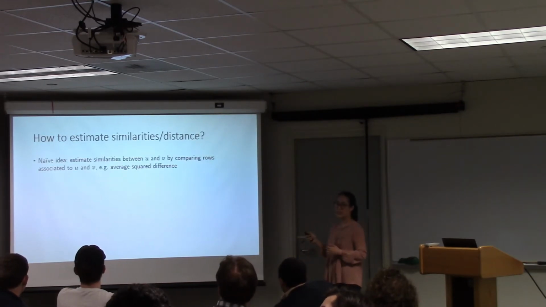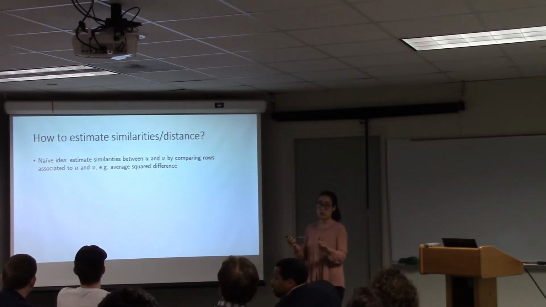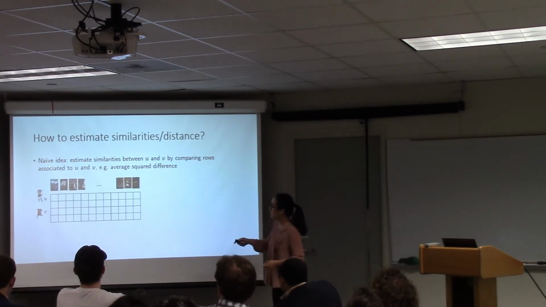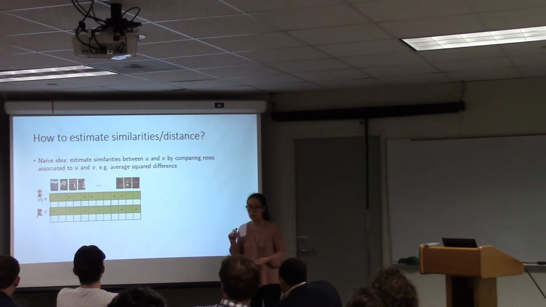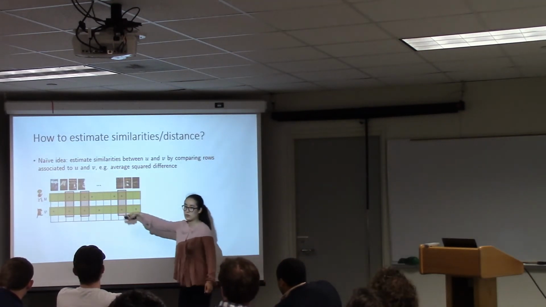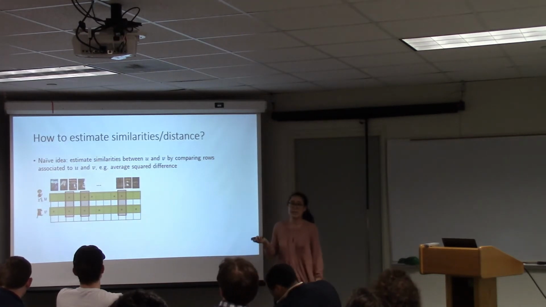And one naive idea is I'm just going to estimate the similarities between coordinates u and v by comparing the rows associated to u and v. So for example, here in the data matrix, I might look at the rows associated to u and v, look for columns that are commonly observed or commonly rated by both users, and then compute something like average square difference.